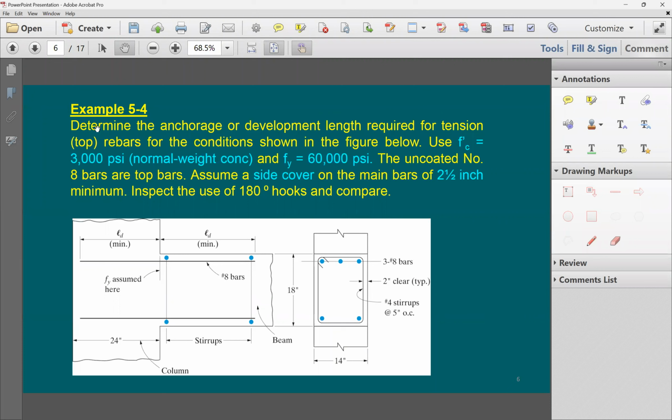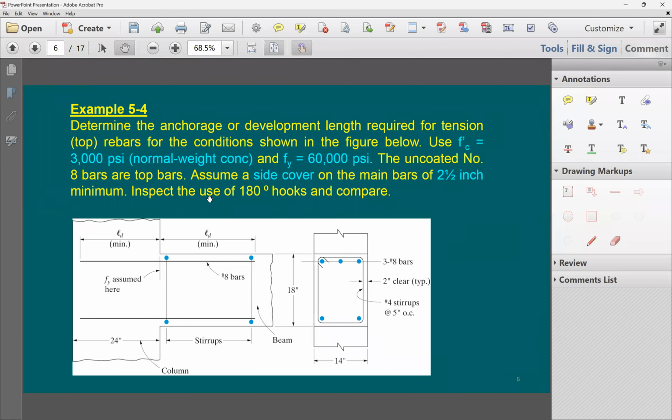The problem here says determine the anchorage or development length required for tension top rebars. F prime c is 3000 psi, normal weight concrete, lambda equals 1. Fy is 60,000 psi. Uncoated, number 8, no epoxy. So psi sub e is going to be equal to 1.0. The side cover of the main rebar is going to be 2.5 inches. This is going to be Cb. It's just given to me. Just use 2.5 inches.